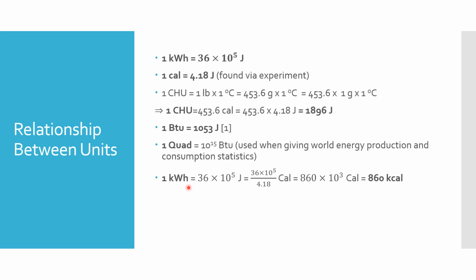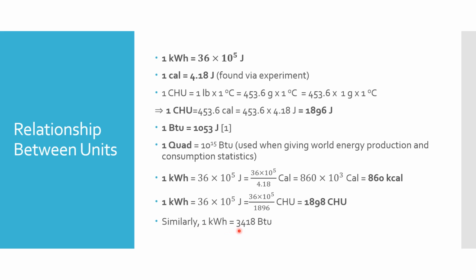Then 1 kilowatt hour, as you all know, is equal to 36 into 10 to the power 5 joules. If we convert it into calories, then it is equal to 860 into 10 to the power 3 calories, or 860 kilocalories. If we want to establish a relationship between kilowatt hour and CHU, then 1 kilowatt hour is equal to 36 into 10 to the power 5 joules, and since 1 CHU is equal to 1896 joules, we divide by 1896 and get 1898 CHU. So 1898 CHUs are inside 1 kilowatt hour of energy. Similarly, 1 kilowatt hour is also equivalent to 3418 BTU. You can simply divide 36 into 10 to the power 5 by 1053 and you will arrive at this figure. So 1 kilowatt hour is also equivalent to 3418 BTU of energy.